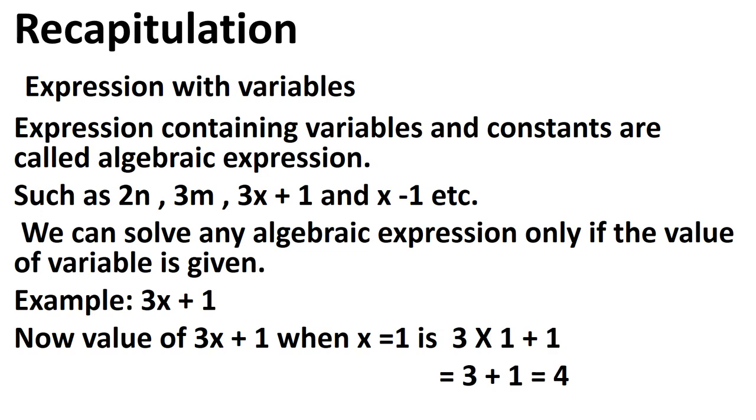So, if we are writing now x equal to 1, 3x is 3 multiplied by x. So, now it is 3 multiplied by 1. In place of x, we are writing here 1. So, 3 multiplied by 1 plus 1. According to BODMAS rule, we will multiply first. 3 multiplied by 1 is 3, plus 1, which is equal to 4. So, we have solved this expression only when we have the value of x.